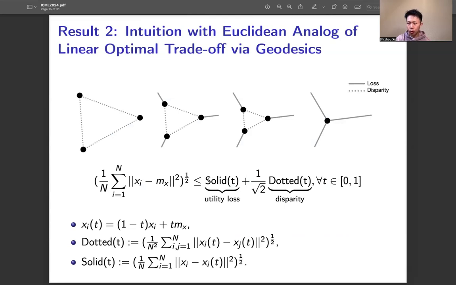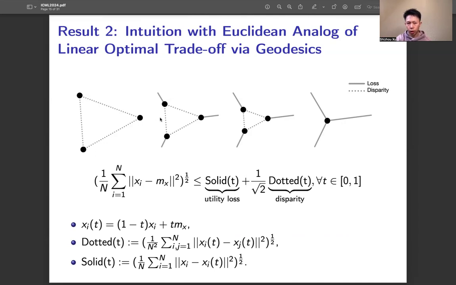One can prove that the utility loss, which is the average length of the solid line, plus a scaled version of the disparity, which is a dotted line, is lower bounded by the standard deviation of the 3 points. Actually, it's true for arbitrary endpoints. And we showed in the paper, we proved that the same is happening on the Wasserstein space.